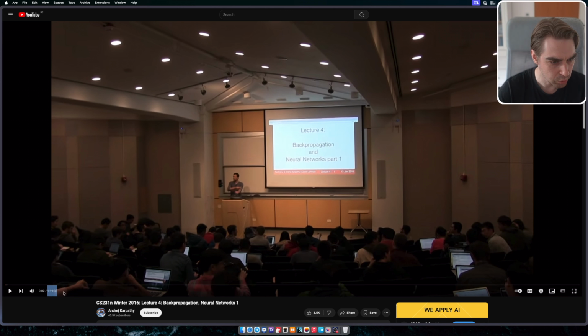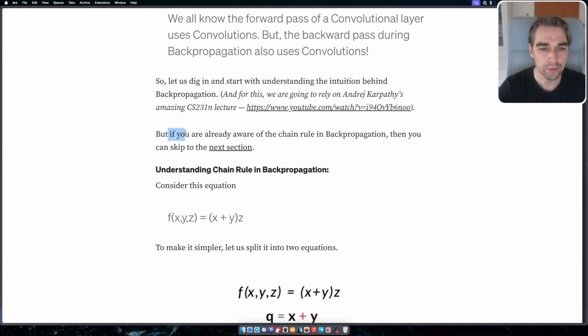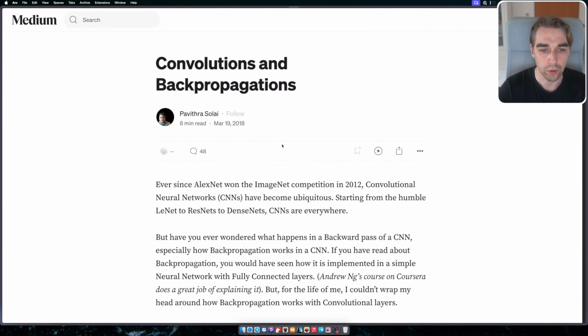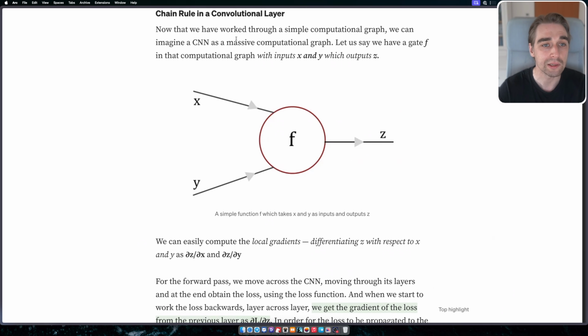We're definitely not going to watch it here, and I think most of the things will be the same compared to the Neural Networks from Scratch book that we studied in the previous series. If you're already aware of the chain rule in backpropagation, then you can skip to the next section. So I will skip the chain rule in backpropagation because we already spent, I think, several videos diving into this in the previous series. So we're taking a look at the chain rule in the convolutional layer.